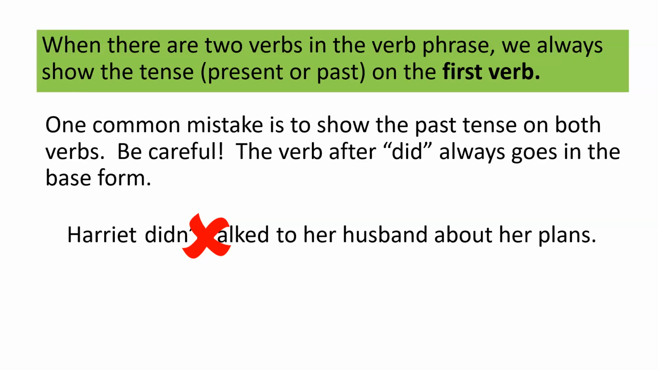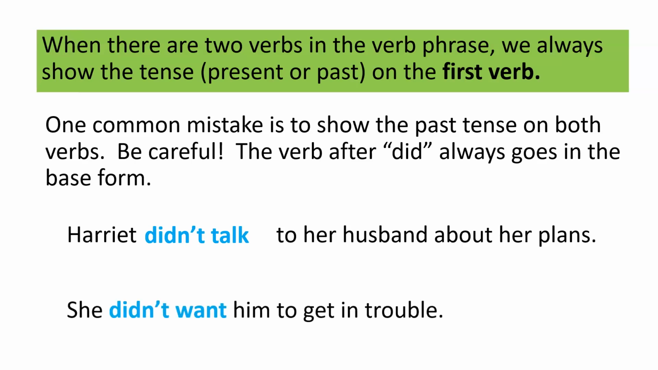"Didn't talked" is not a well-formed verb phrase. It should be "didn't talk to her husband." Yeah, she didn't talk to her husband about her plans. Why? Because she didn't want him to get in trouble.